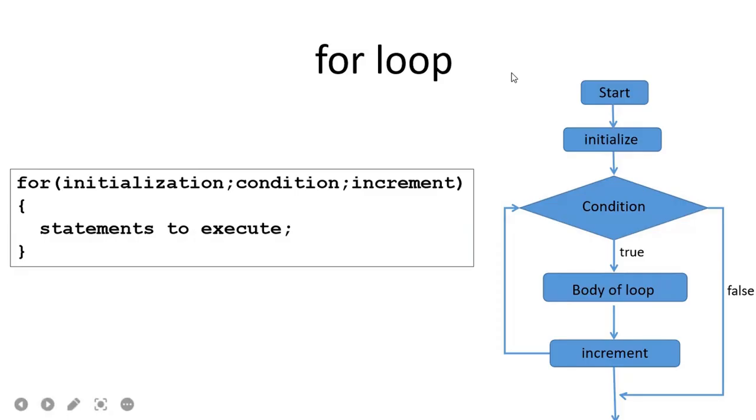If we want to repeatedly execute something, then we are going to need this repetition statement. Under that, the for loop is another repetition statement that you can use. This is the syntax that we are going to use in PHP. With the flow chart, you can easily understand.